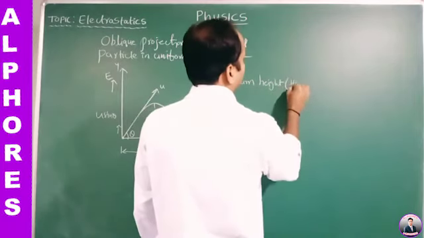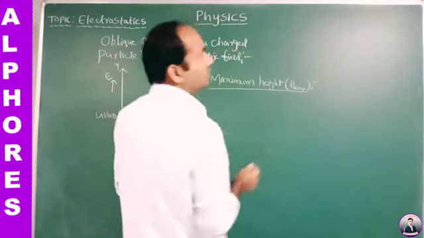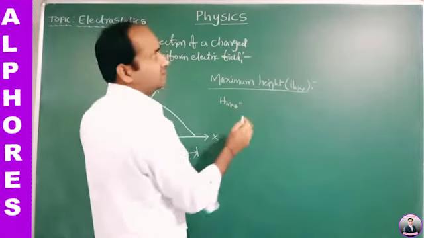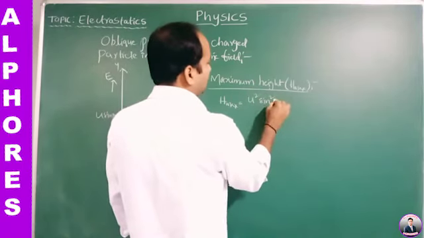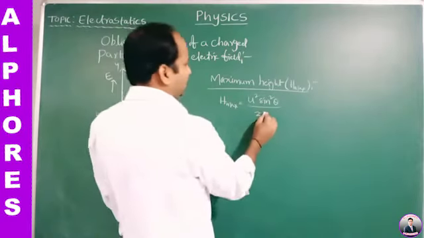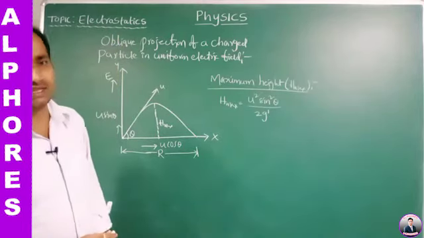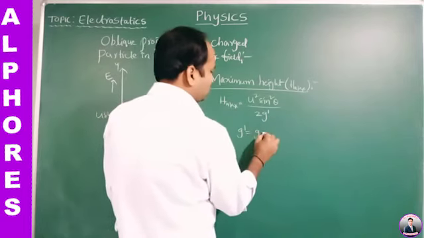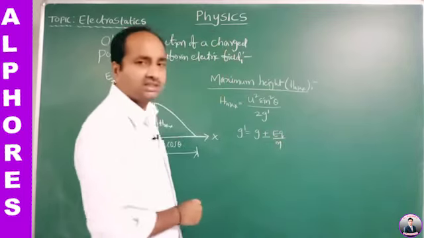Maximum height, H max. Okay, H max is equal to, we have an expression, u square sin square theta by 2g, where only acceleration due to gravity is present, but here let us take g dash. What is g dash? It is the net acceleration. We know that g dash is equal to g plus or minus eq by m.